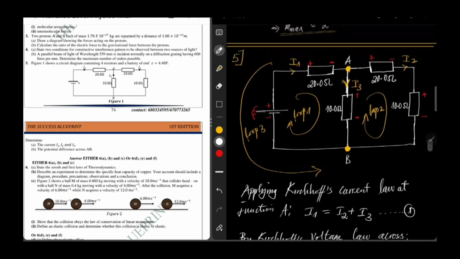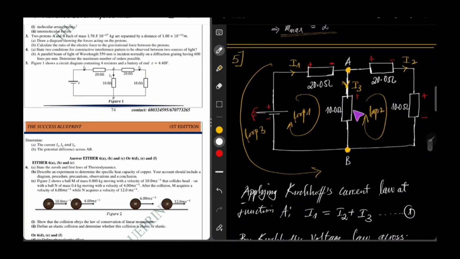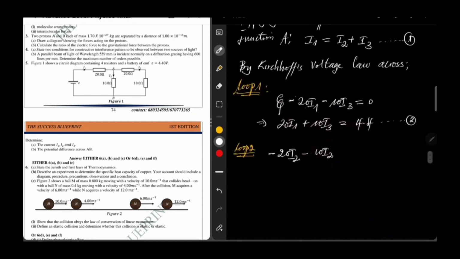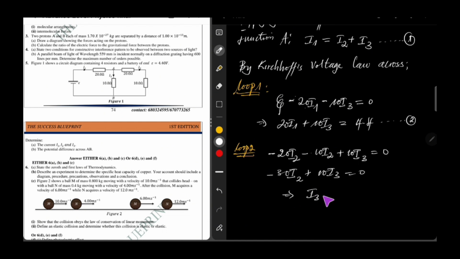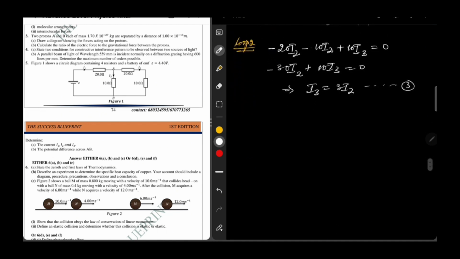Meanwhile, from B to A, we are ascending while the current is descending. So the potential drop will be positive. So we are going to have plus 10 I3 as we finally arrive at point A, equal to 0. When I simplify this, I'll have negative 30 I2 plus 10 I3 equals 0, which finally means that I3 will be equal to 3 I2, equation 3.